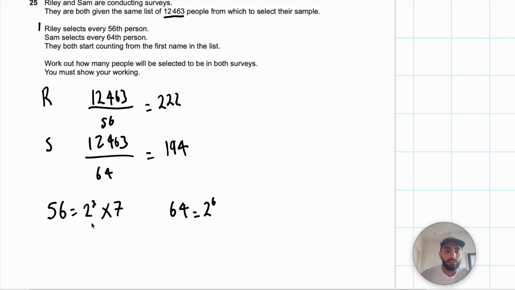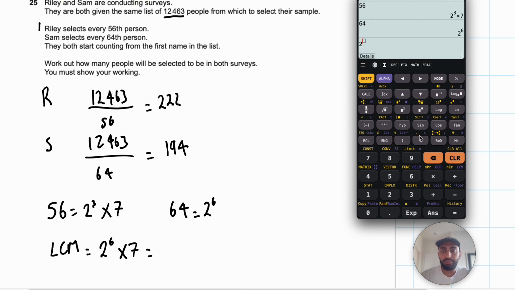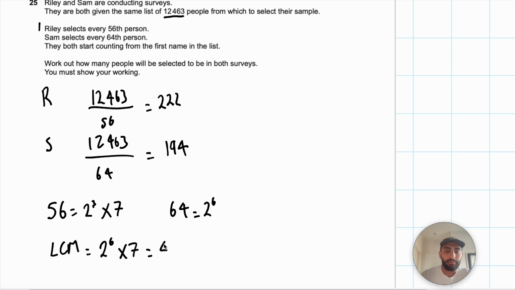When we're looking for lowest common multiples, we're looking for the highest power of each unique factor. So here we have 2's in both of them. What's the highest power? It's the 6. So it's 2 to the power of 6, and the highest power of the 7 is just going to be 1, so it's just times by 7. We're doing 2 to the power of 6 times 7, which is 448. That's the lowest common multiple of both of them.